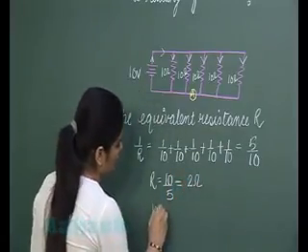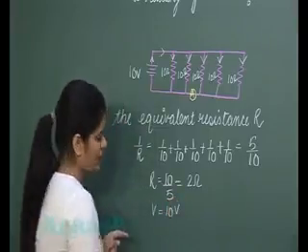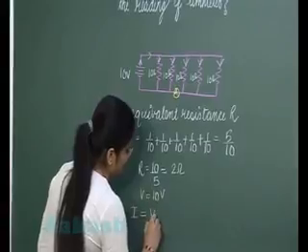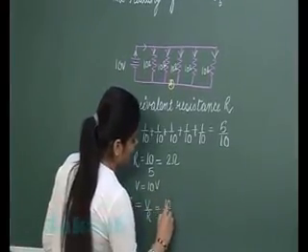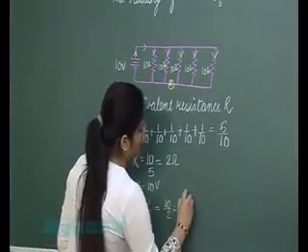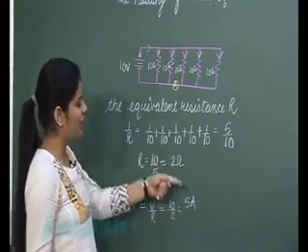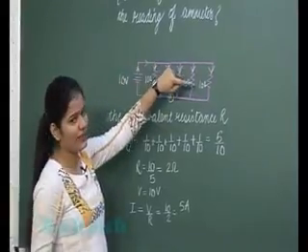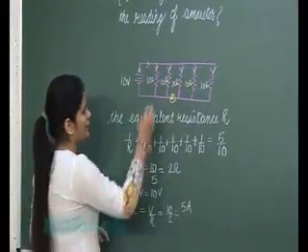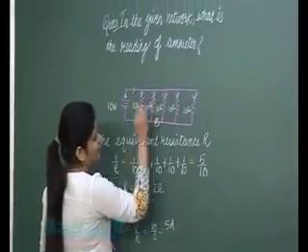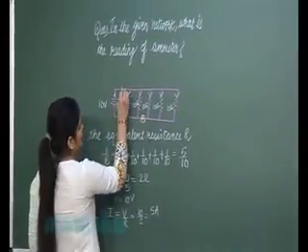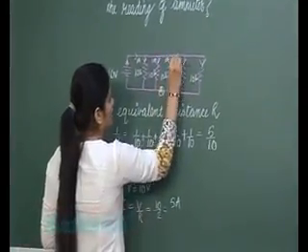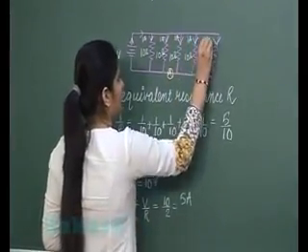Now student, V is given to us as 10 volt. So using Ohm's law, we can find out I, which is V by R, which is 10 by 2, and this is 5 ampere. So student, a total current of 5 ampere is flowing through the given network, and as the resistance of each resistor is same, therefore a current of 1 ampere is flowing through all the resistances.